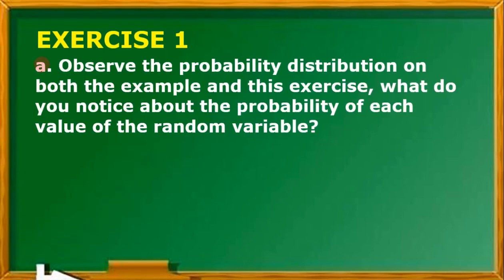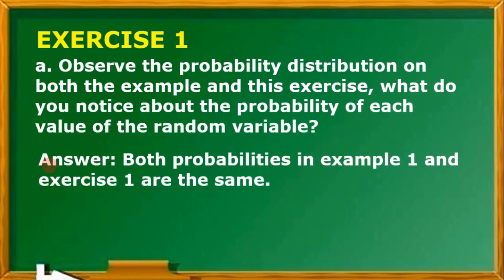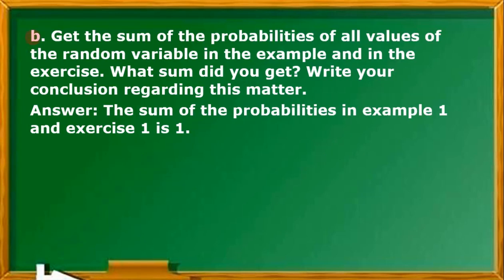Observe the probability distribution on both the example and this exercise. What do you notice about the probability of each value of the random variable? Well, answer. This is my answer. You could have your own answer or you could rephrase your own answer. Well, both probabilities in example 1 and exercise 1 are the same. Yes. And the summation of all the probabilities is equal to 1. Get the sum of the probabilities of all the values of the random variable in the example and in the exercise. We have done that.